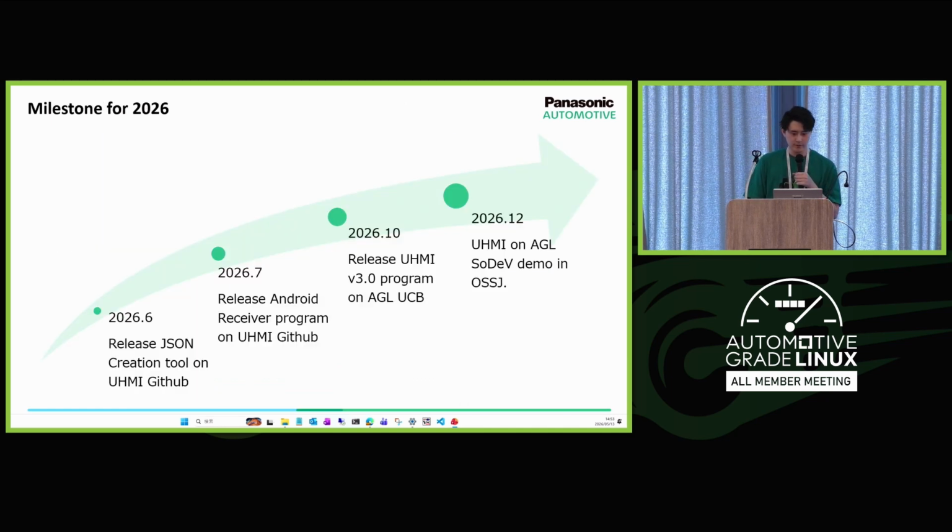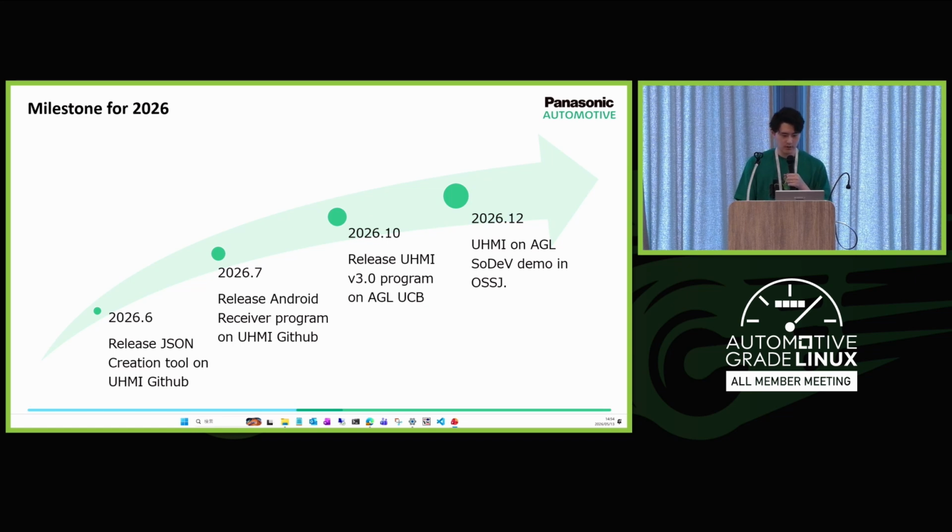Here is our contribution milestone for 2026. In June, we plan to release the JSON creation tool on the Unified HMI GitHub repository. This tool simplifies the initial environment setup that I mentioned earlier. And in July, we plan to release the Android receiver implementation on GitHub. This is an important step towards supporting more heterogeneous AGL and Android use cases.